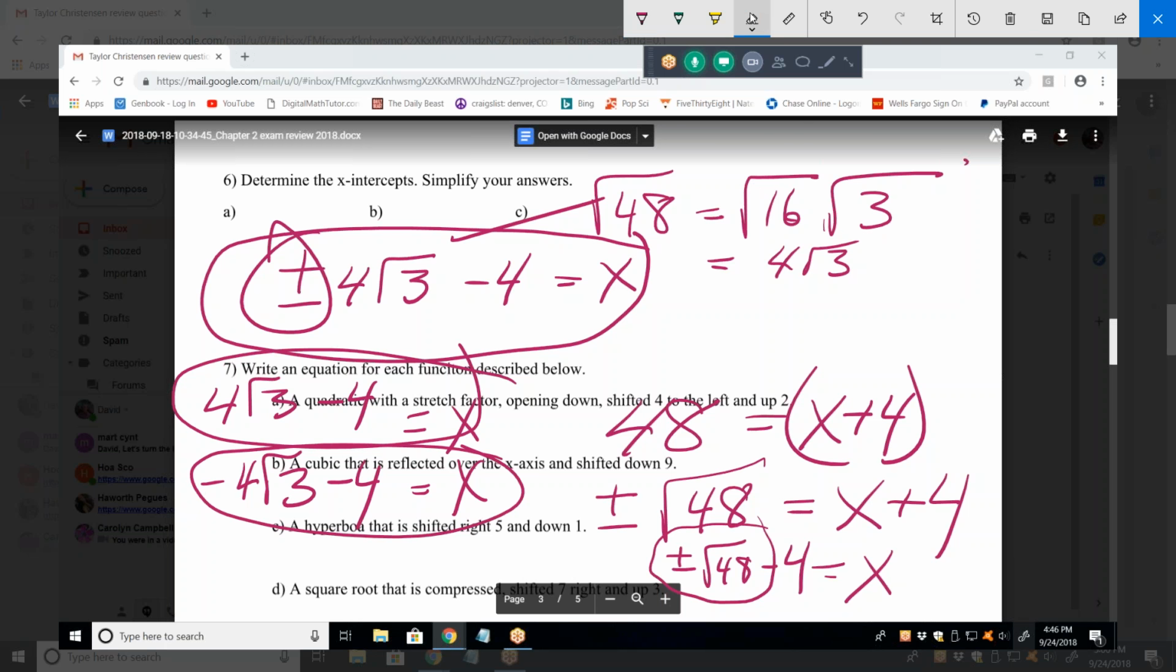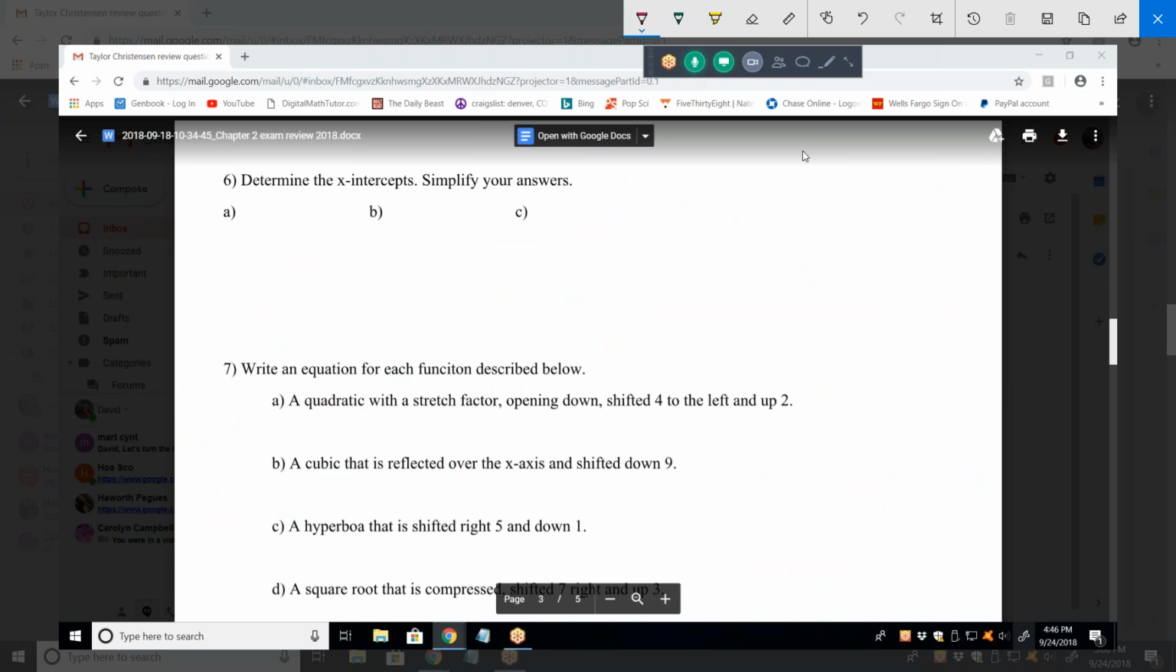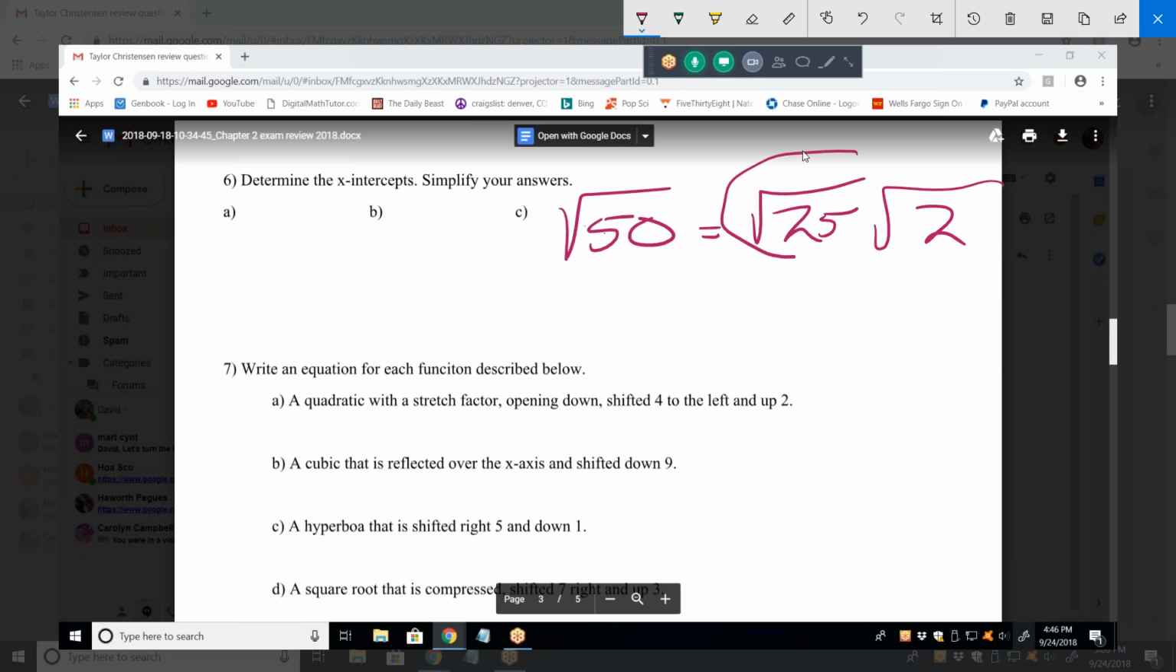Since we don't have much time left, we have 1 or 2 minutes, let me go over a few others, just some simplification problems. Simplify that. Remember, you're wanting to factor it into 2 factors of 50, and you want one of them to be a perfect square. So it's not 10 and 5. 5 is not a perfect square. So it's 2 and 25. Put the 25 first because that's going to become the whole number. So it's 5 root 2. Exactly.